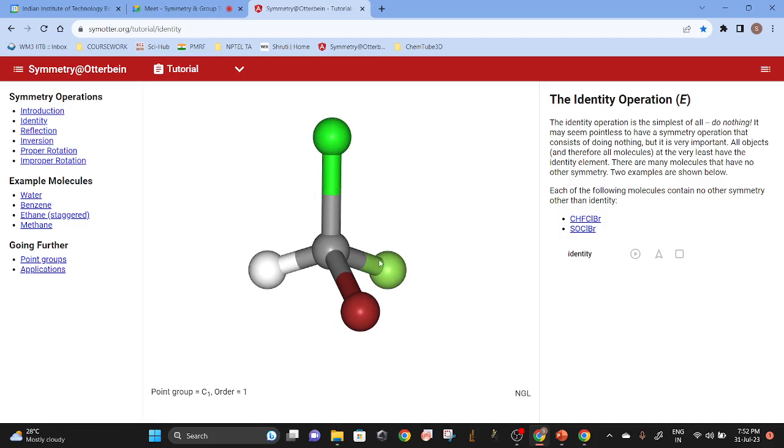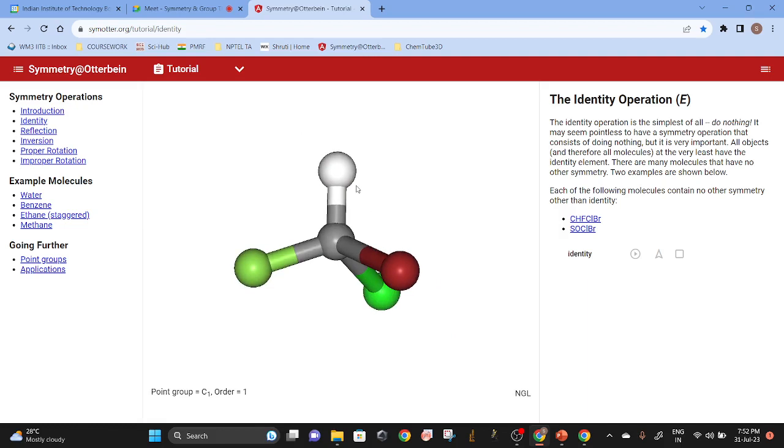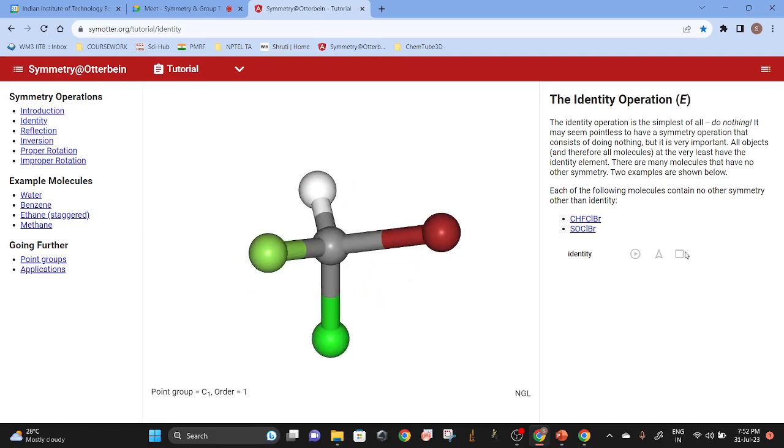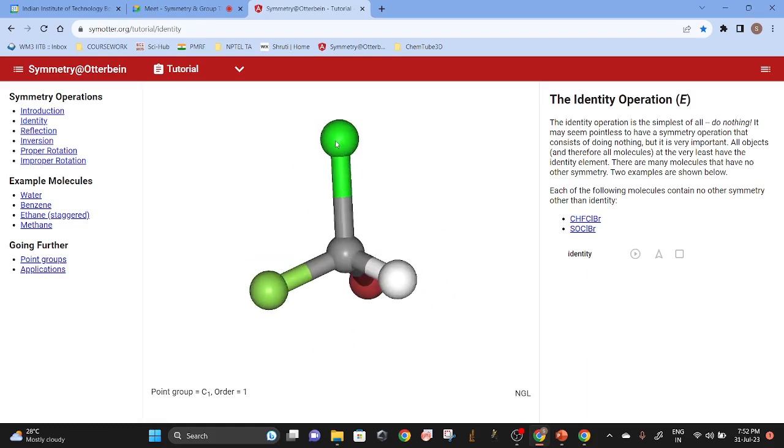So this is a green atom, this is a light green one, this is a red one, this is a white one. So this molecule is CHFClBr. All the bonds are substituted with different atoms. Had it been methane, all four the same, it would have been highly symmetrical, with a tetrahedral point group. Now one by one we substitute different atoms and it is left with only the identity element. See, there is really nothing to show in the identity. This option is also disabled because we can't do anything with identity. It's simply rotation by 360 or do nothing.